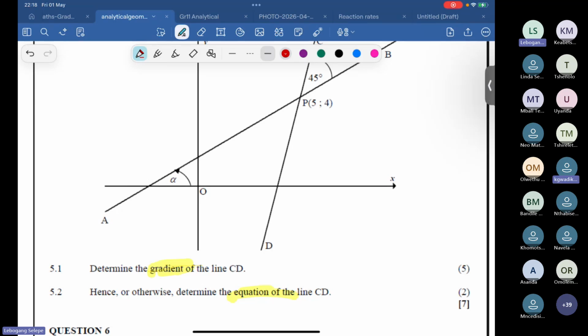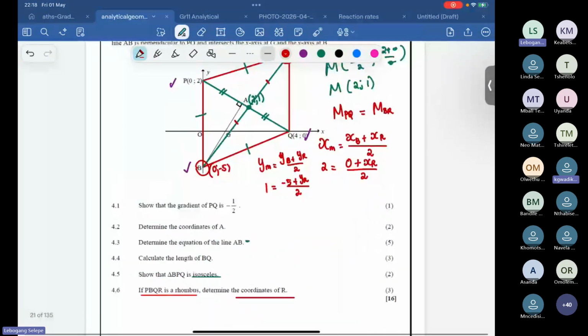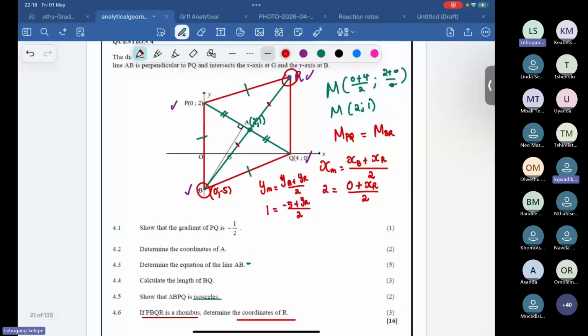Ma'am, about the rhombus question, is it safe to also use the method whereby we were given the BQ? Can we calculate from the x from B to Q, it's plus 4, and the y's from -5 to 0, you add 5, and then you use it with the P? Do you get what I'm trying to say?